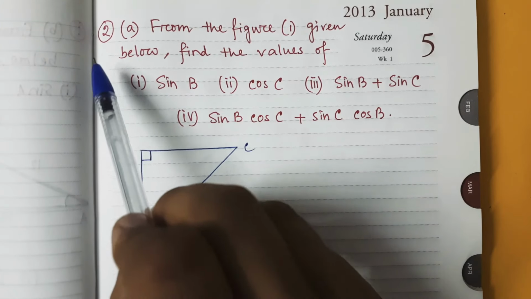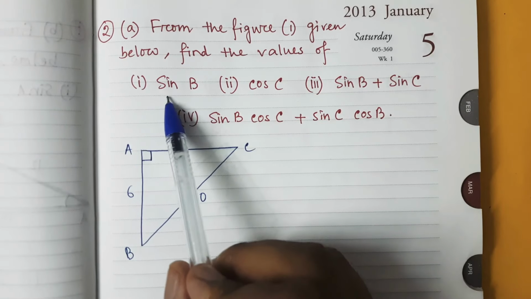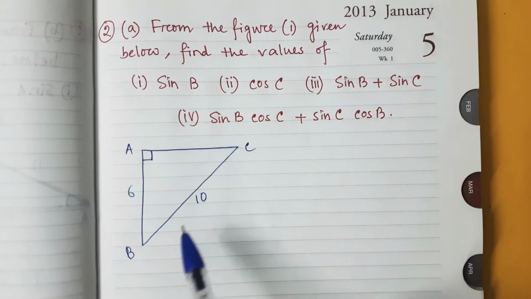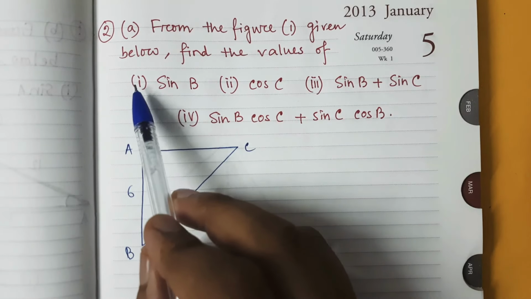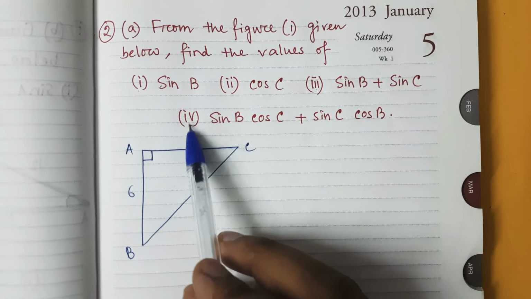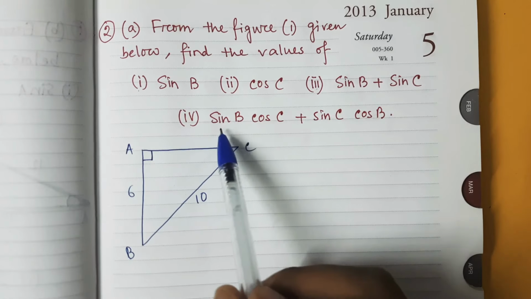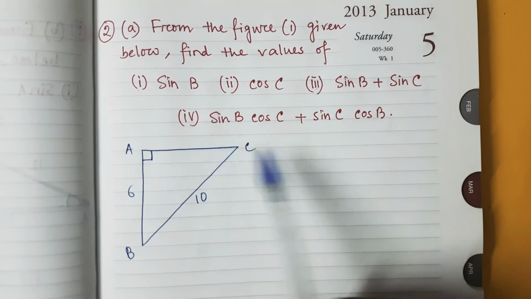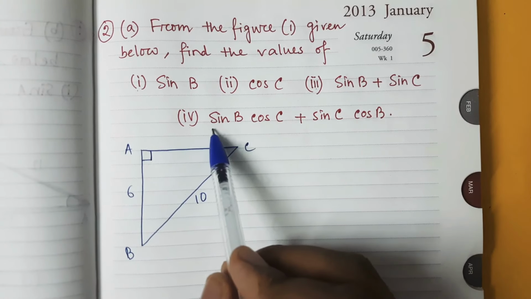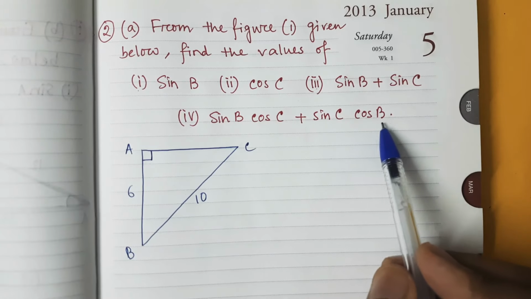Okay, so this is problem number 2, part A. Here this figure is given to you and they are asking sin B cos C and this is the expression. So I am not going to solve part 1, part 2, part 3. I am doing part 4, because if I do part 4, all the 3 will be done, because as I said earlier, whenever you have some big expression, you calculate term by term. That means you first calculate sin B, then calculate cos C, then calculate sin C, then calculate cos B.